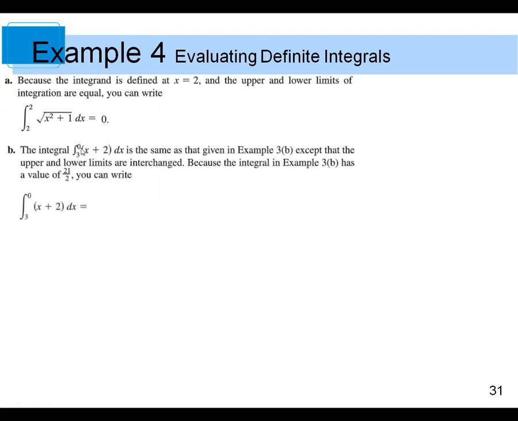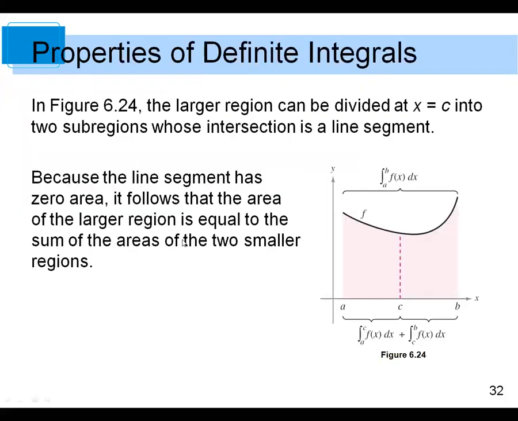All right, the integral from 0 to 3 of x plus 2 is the same as the one given in example 3b, except that the upper and lower limits are reversed. Since the limits are reversed, you give the opposite of the answer from the integral from 0 to 3. So since that was 21 halves, the answer from 3 to 0 would be negative 21 halves.